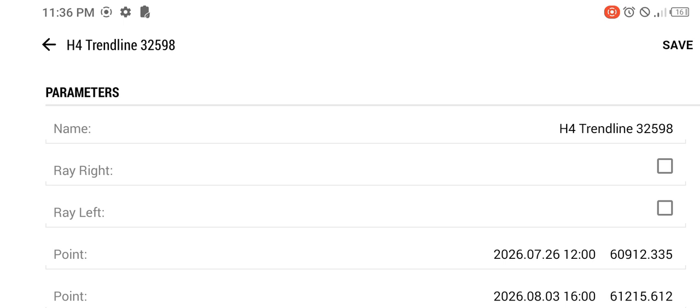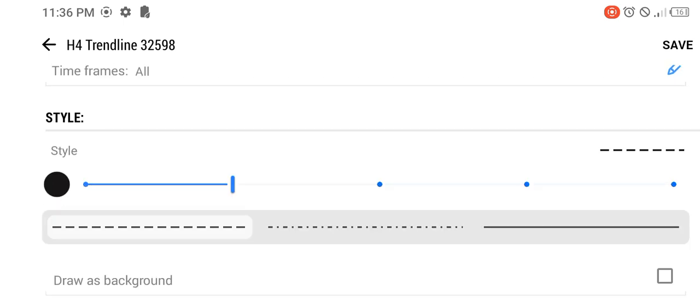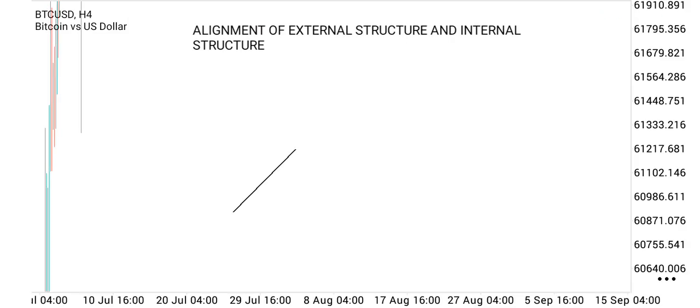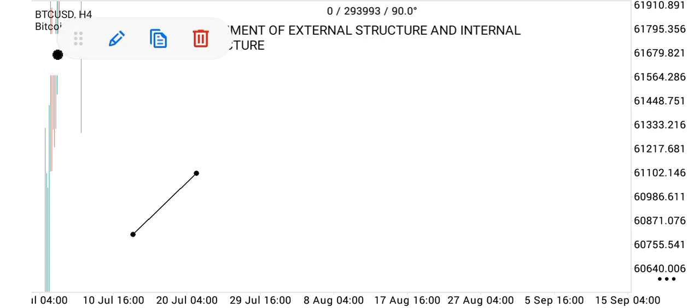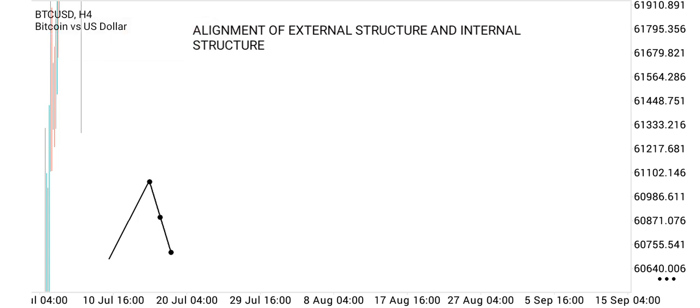So for instance, our external structure, let's say the H4 time frame, or your daily time frame, is giving you something like this. Let's say we have a break of structure to the upside in the higher time frame.